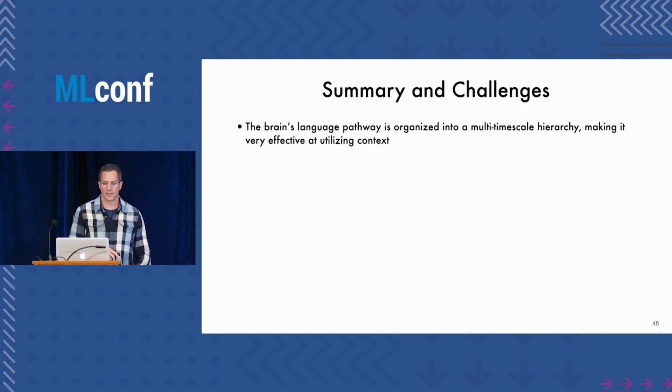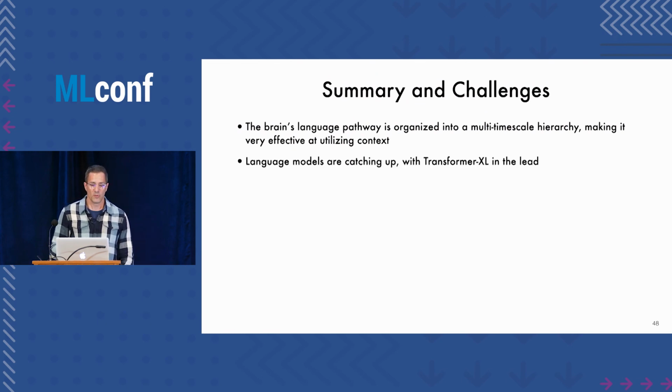So, challenges and summary. We know that the brain's language pathway is organized in a multi-timescale hierarchy, and that makes it very effective at utilizing context. Language models seem to be catching up with that. This is all work that was published in the last 2 or 3 years. So that's amazing, that it's gone from dark on the brain to bright red, literally, right? And Transformer XL looks like it's, we studied the Transformer, not the XL, but I would suspect that it's even doing a better job of explaining brain activity.